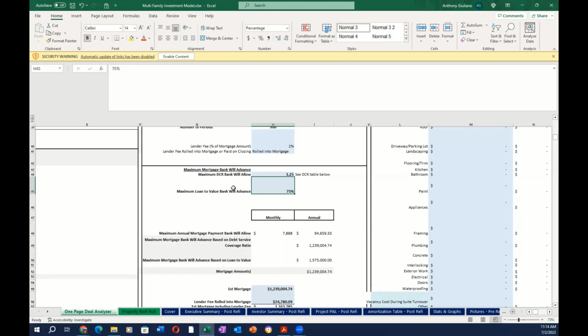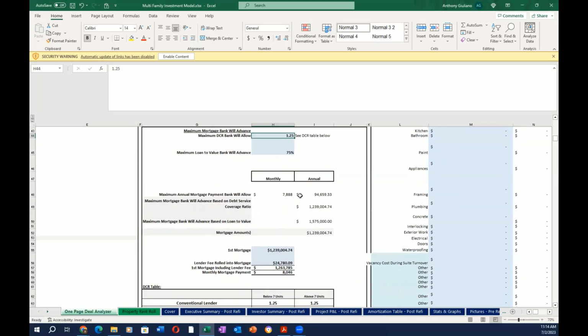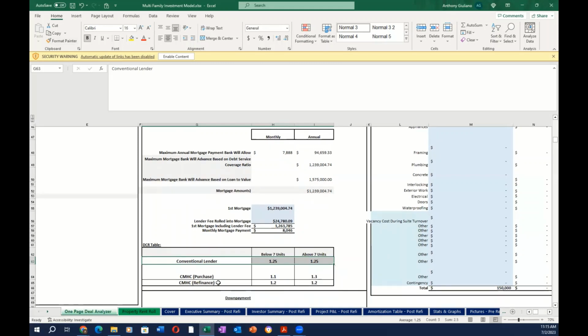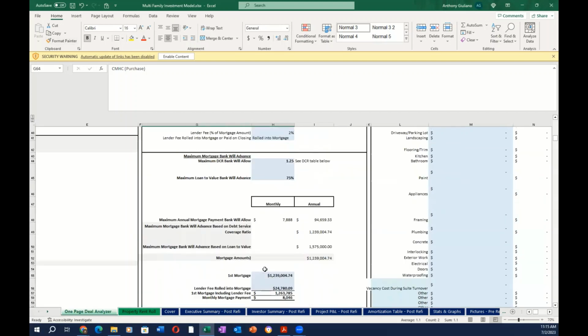But the second limiting factor is your debt service coverage ratio, your DCR, the maximum DCR the bank will allow. Now I have 1.25. This is a general rule of thumb from what I've seen in the market I operate in: conventional lenders will usually only allow a 1.25 debt service coverage ratio. Some will allow a 1.1, some 1.2. I'm being a bit more conservative here on acquisition. CMHC will generally allow a lower debt service coverage ratio, 1.1 on the acquisition and maybe 1.2 on the refinance. So that's also a limiting factor.